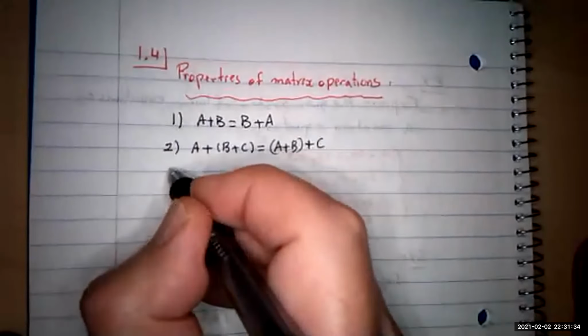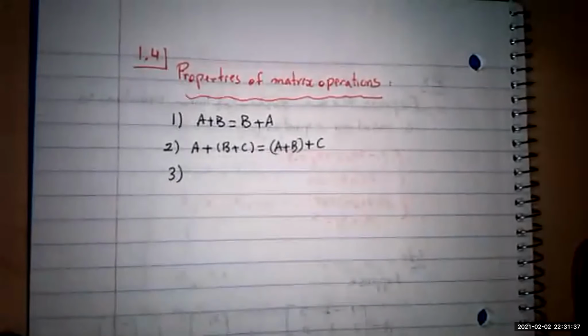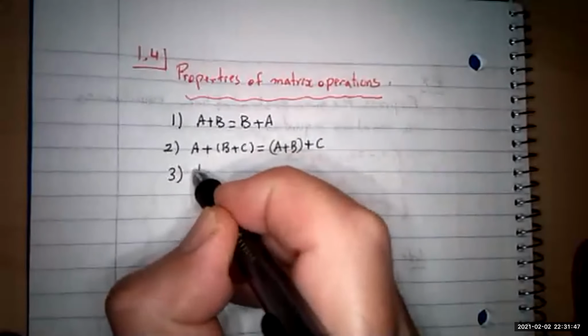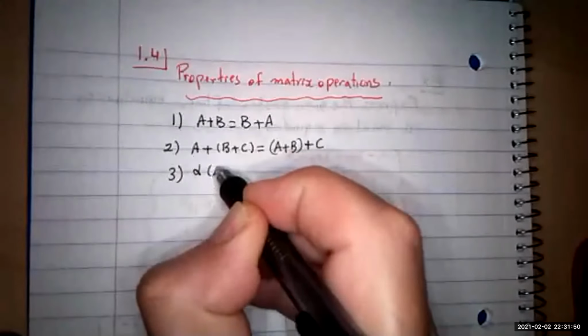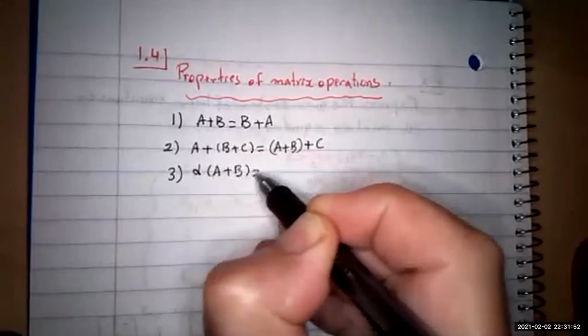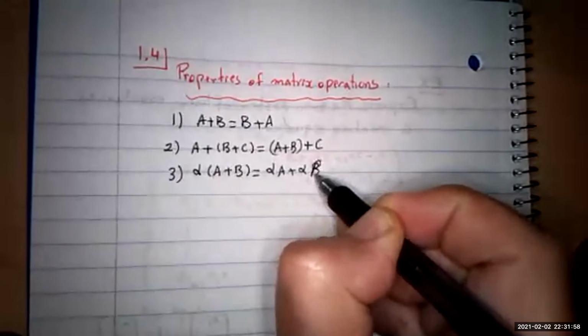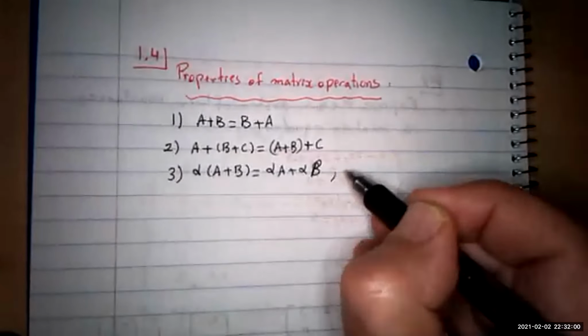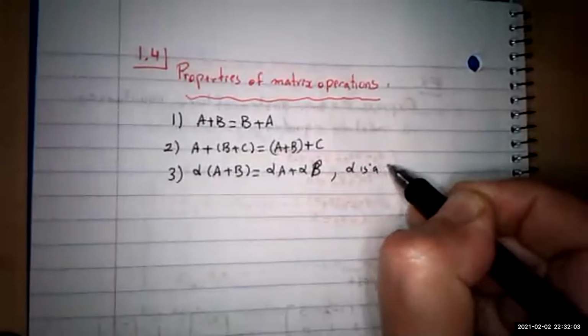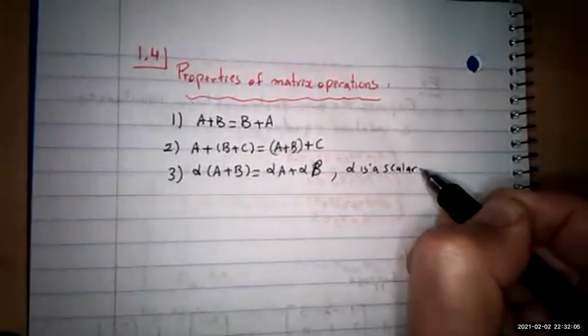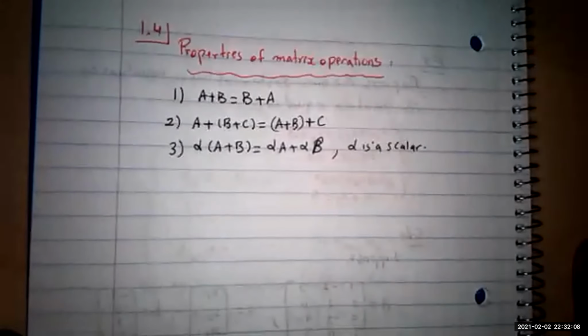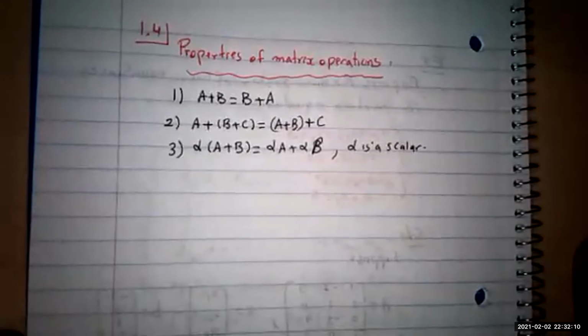And the other one is if you have a scalar. Suppose the scalar, we go with the alpha. Alpha is a scalar. So alpha times (A plus B) is going to be equal to alpha A plus alpha B, where alpha is a scalar, a number. It's distributive. 2 times (A plus B) would be 2A plus 2B.